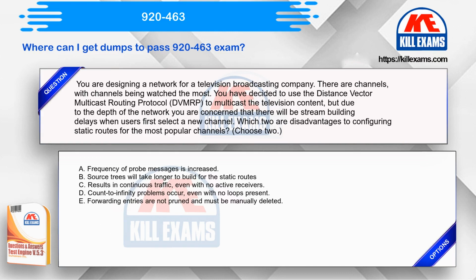Choose 2. Option A. Frequency of probe messages is increased. Option B. Source trees will take longer to build for the static routes. Option C. Results in continuous traffic, even with no active receivers. Option D. Count to infinity problems occur, even with no loops present. Option E. Forwarding entries are not pruned and must be manually deleted.